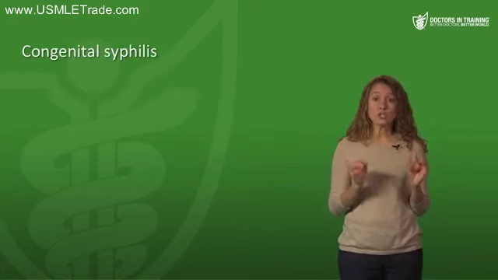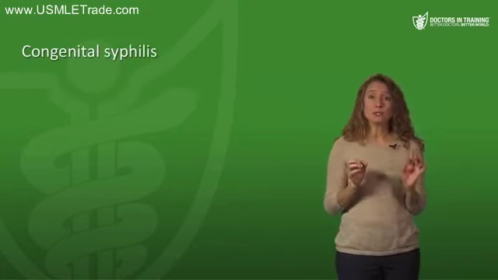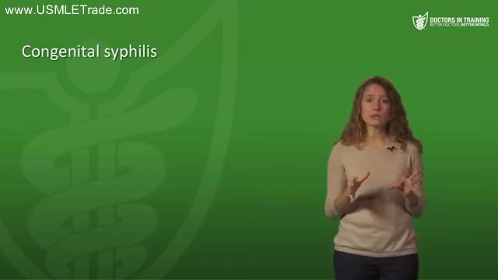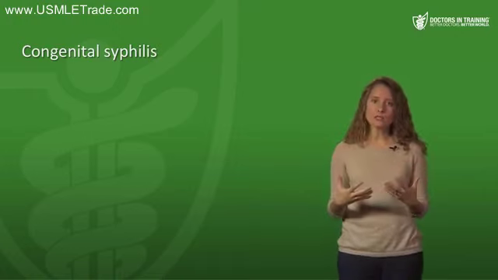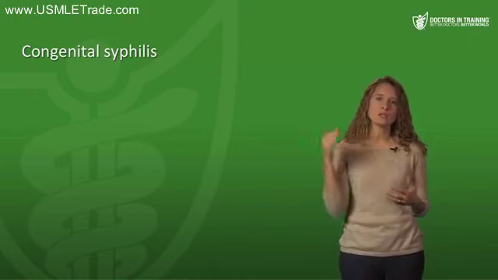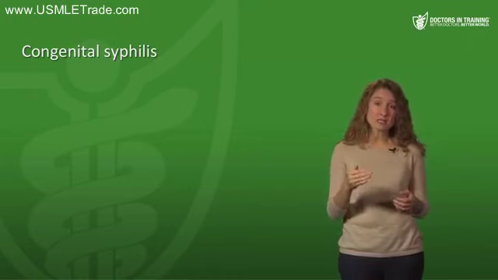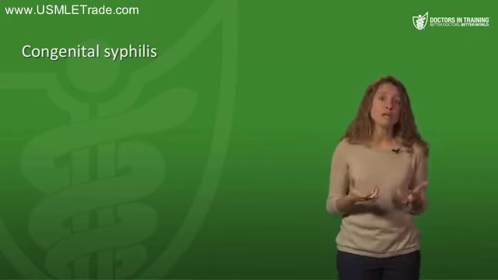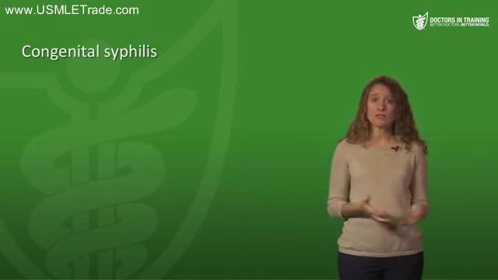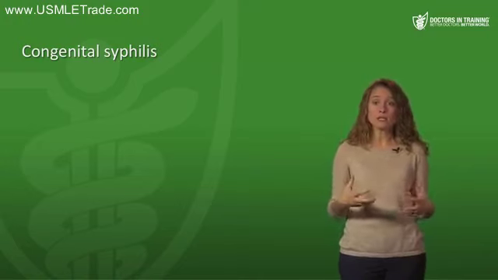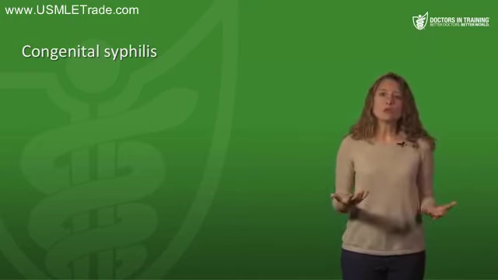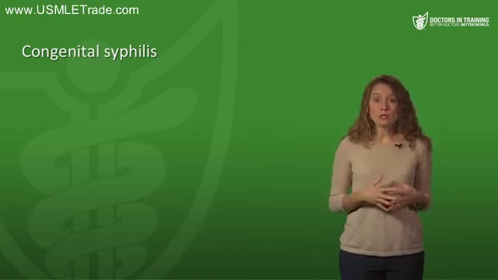Okay, now on to congenital syphilis. This is a super sad situation. Congenital syphilis occurs when a mother has untreated syphilis during pregnancy and the infection is transmitted across the placenta to the baby. This is most often a complication of primary or secondary syphilis in the mother during the time of gestation. So what are the signs that an infant has congenital syphilis?